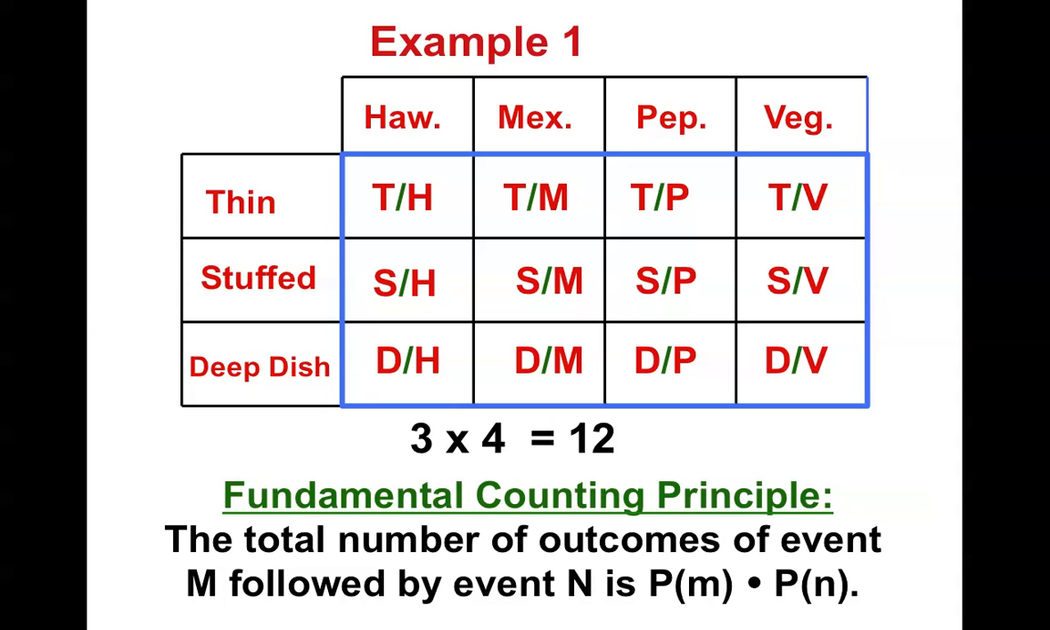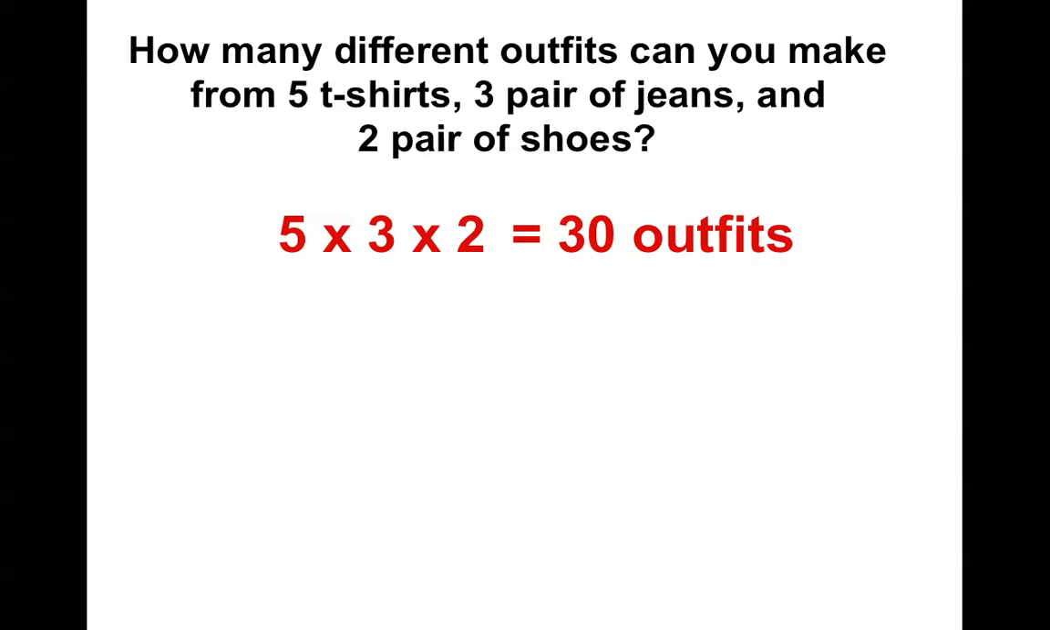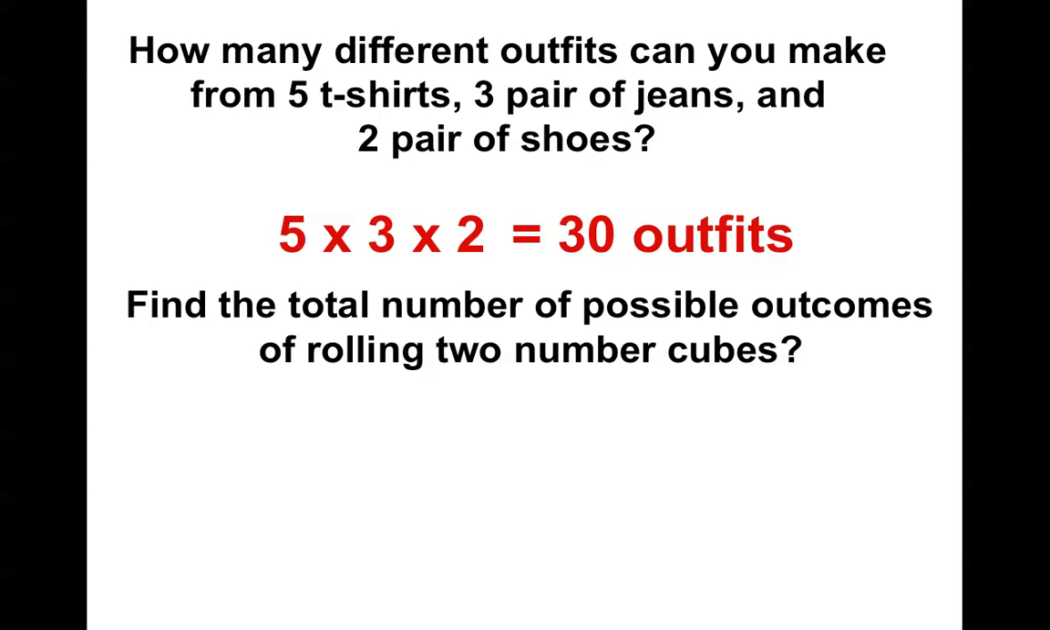It says the total number of outcomes of an event followed by another event is simply the number of outcomes of the first event times the number of outcomes of the next event. Let's take a look. So if I had 5 t-shirts, 3 pair of jeans, and 2 pair of shoes, how many different outfits could I make? Well, we could either make a list like we had just previously done, or we could use the fundamental counting principle. If you use the fundamental counting principle, you'll notice it goes a lot quicker. 5 times 3, which is 15, times 2, which is 30. So you have a grand total of 30 outfits.